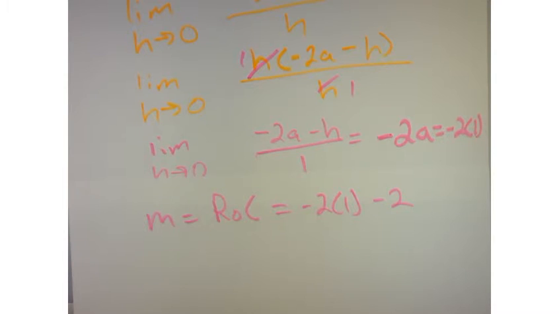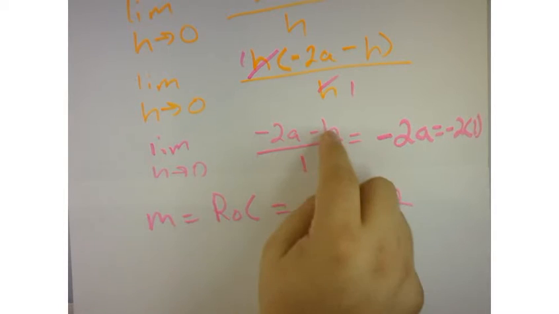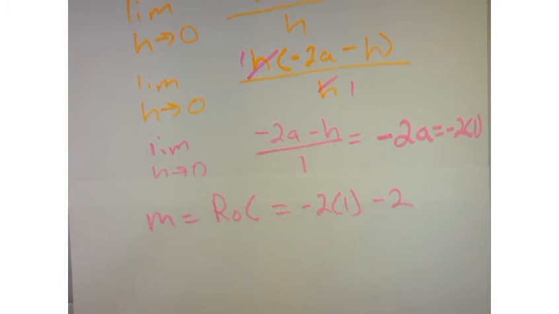Questions? Where did the h go? We substituted it in. It disappeared and I plugged in a 0 right here. That was to figure out the slope of the line. Okay, are there any other questions? Yes? Can you go back to that first page?